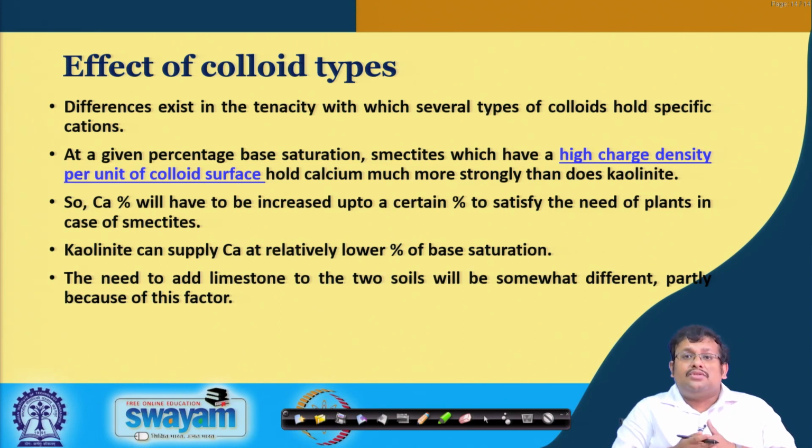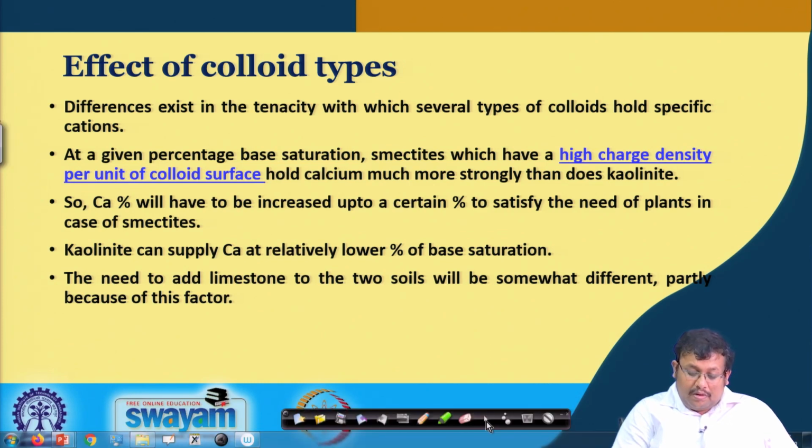When we add limestone, we basically add it to reclaim soil acidity. So, in the case of smectite soil, we need to apply more lime than for kaolinite, because in the case of smectite the attraction for the calcium ion is more than that of kaolinite.